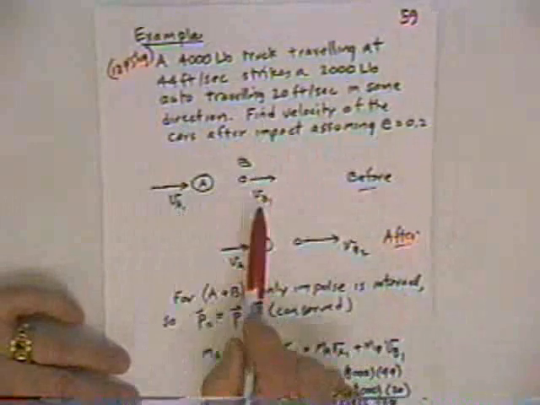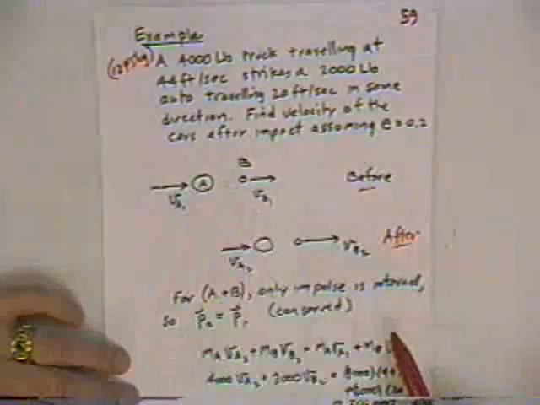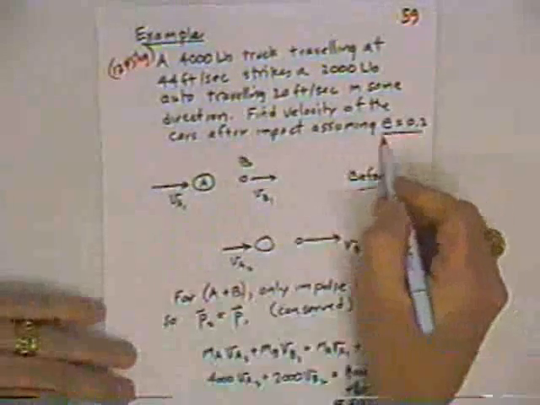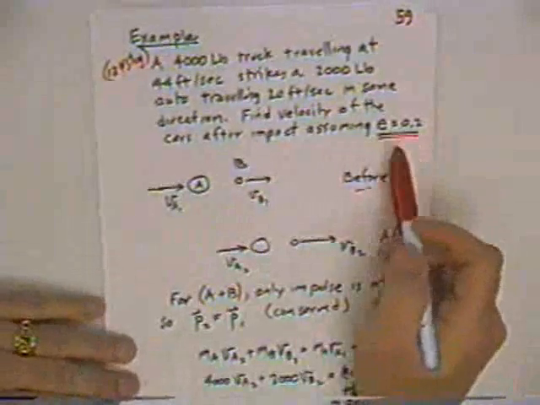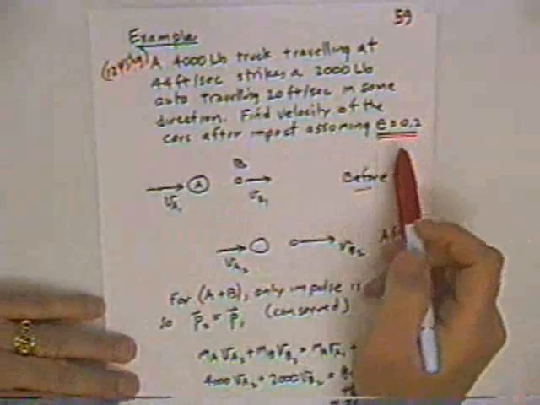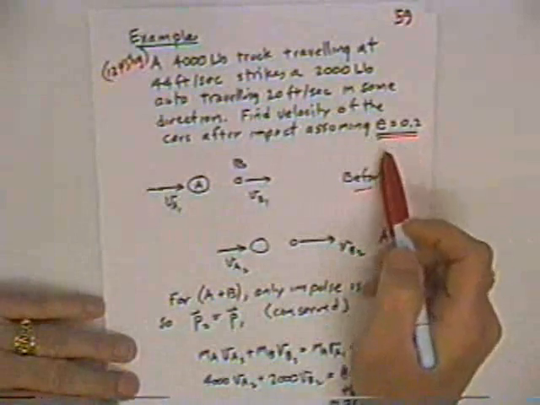And we're going to look at what happens after impact. We're going to assume that we know that the coefficient of restitution is 0.2. That is to say, mostly plastic. They don't quite stick together, but they're far from elastic.